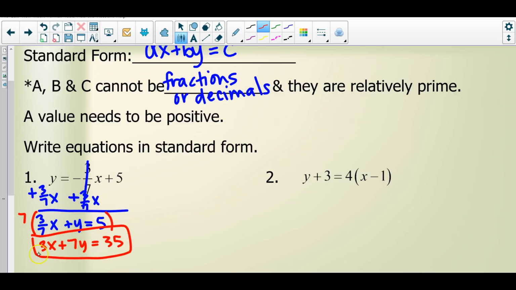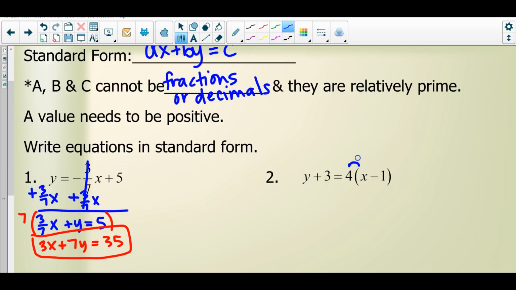Okay, let's just do a double check. X's and y's are on the same side. No fractions or decimals. My a value is positive, and I do not have any common factors between 3, 7, and 35. Okay, let's look at example 2. Example 2 is in point-slope form.